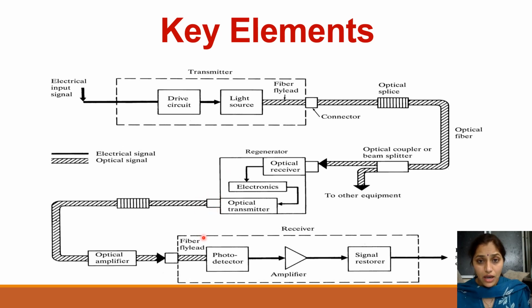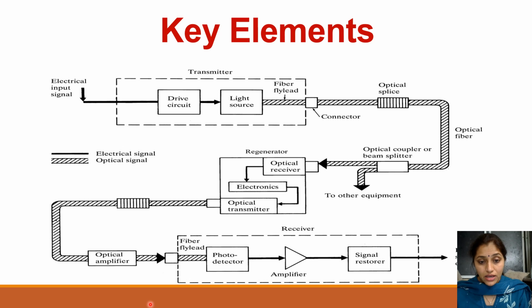Then comes again connector for connection of this circuitry with the cable. Then comes splice to increase the length. Then optical amplifier in between to boost the amplitude of our signal. And then comes receiver. In receiver, we need a circuitry which will convert our optical signal into electrical signal. So here again we have connector. Remember, whichever devices we are using here, connectors, splices, couplers, all those devices add losses.